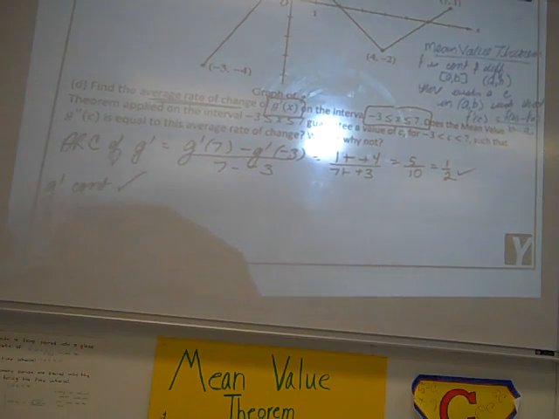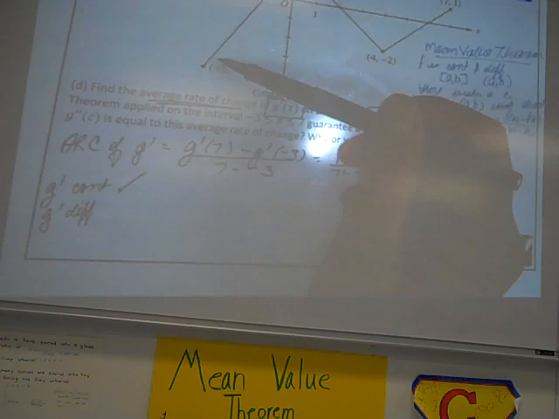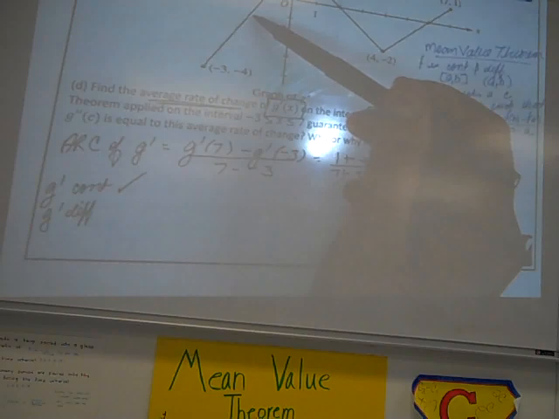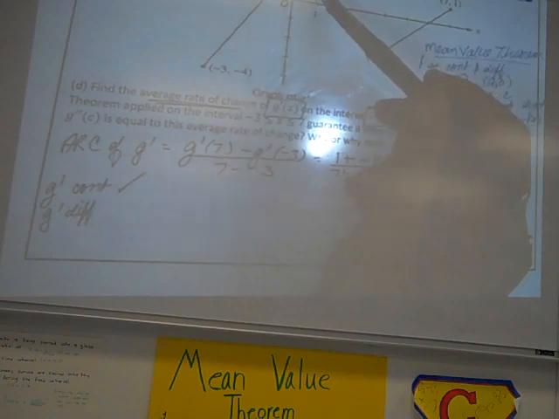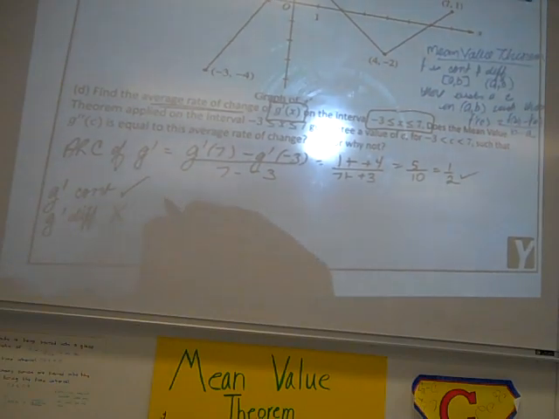Is g prime differentiable? Is it smooth? Are there any vertical tangents? Well, right here at -1, I have a sharp turn. I have a different slope coming into that point than I do leaving that point. So my function fails to be differentiable at -1. It fails to be differentiable at 1 and at 4. g prime is not differentiable. So what that means is that the mean value theorem does not apply.